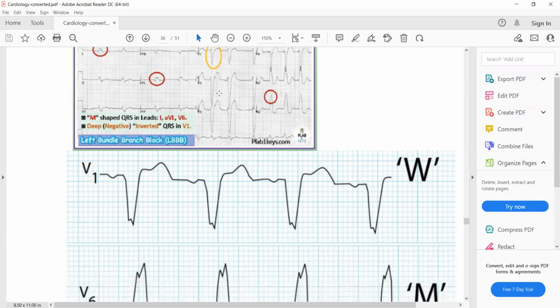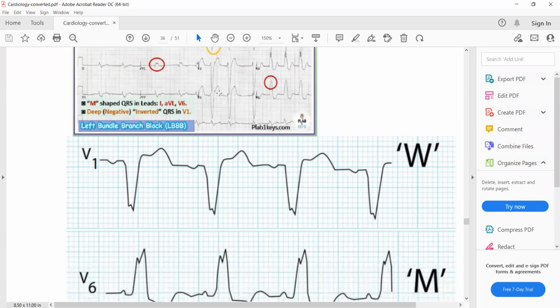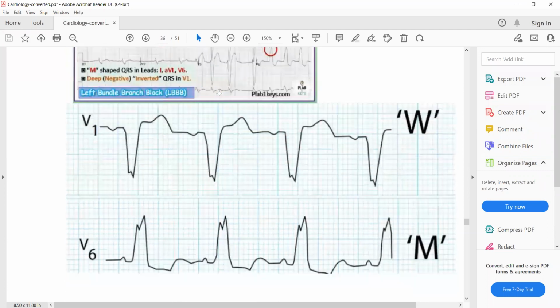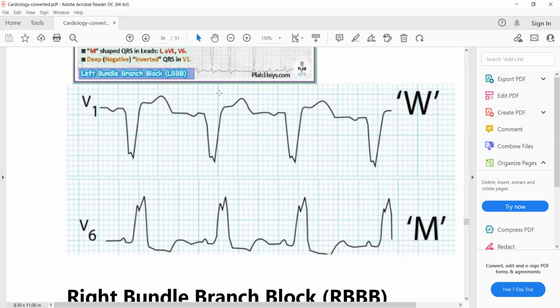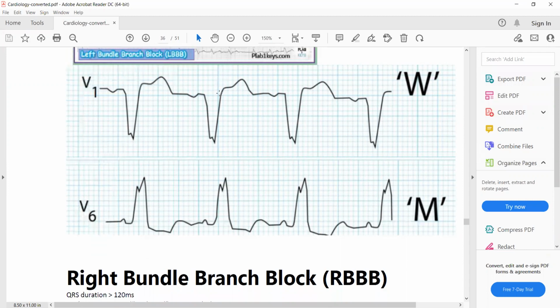And the new left bundle branch block will be treated as ST elevation MI. So if they ask you about the management of a patient with a new left bundle branch block, then if the patient presents to you within 12 hours of the onset of symptoms, the most important management will be percutaneous coronary intervention. And if PCI is not available, then you will go for thrombolysis such as alteplase. So don't forget this point.